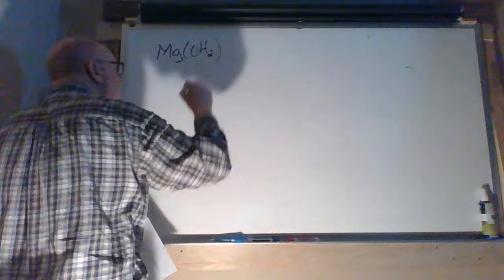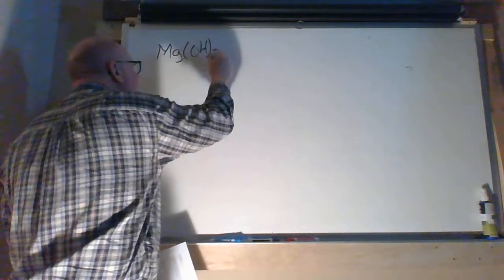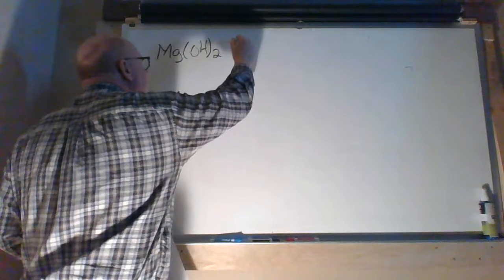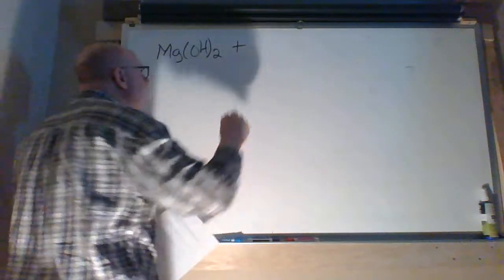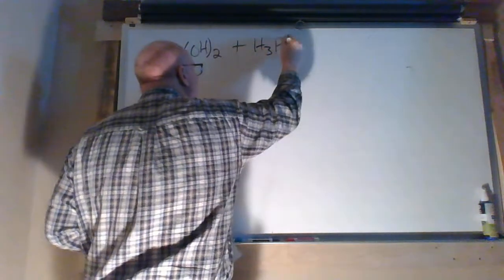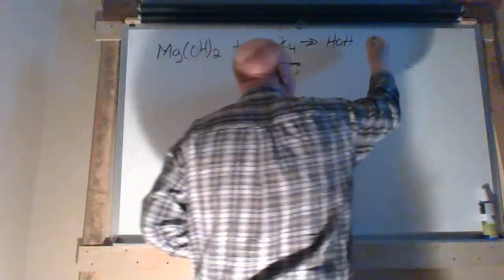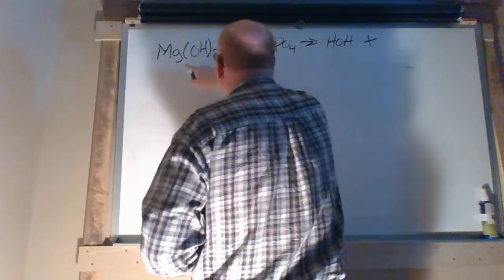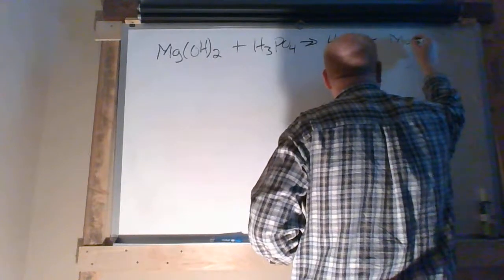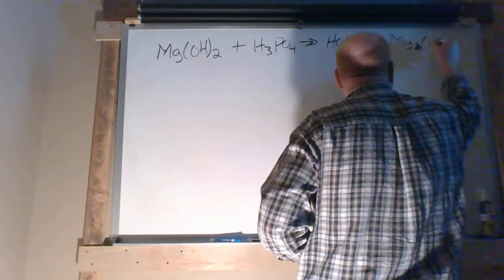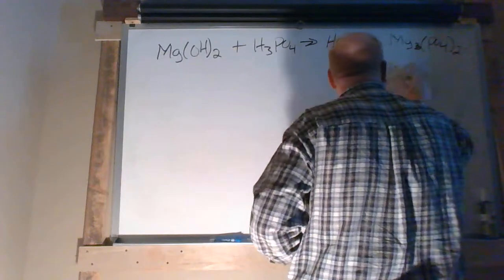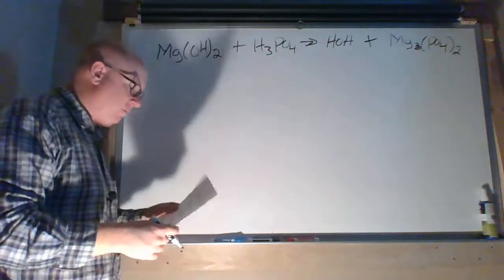So magnesium hydroxide. Oops, it's in the wrong spot. I should have left it there. See if you would have said, he's doing it wrong. Plus, what is it? Phosphoric acid. Yep. So H3PO4 gives us, we'll go ahead and write it as HOH, water. And then it looks to me like we got some magnesium phosphate, Mg3(PO4)2.